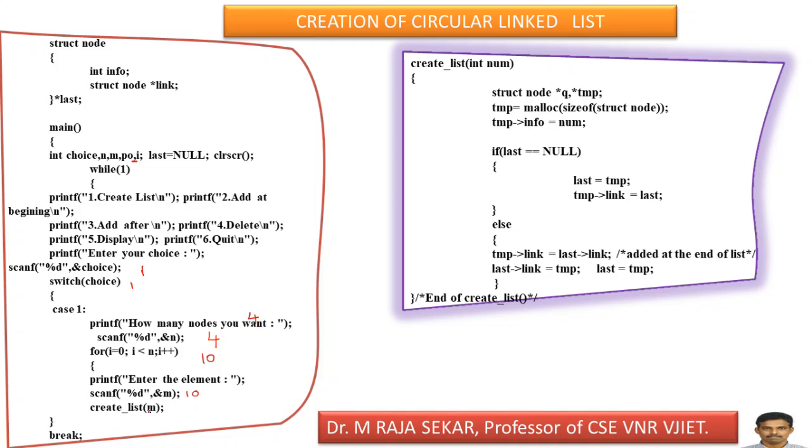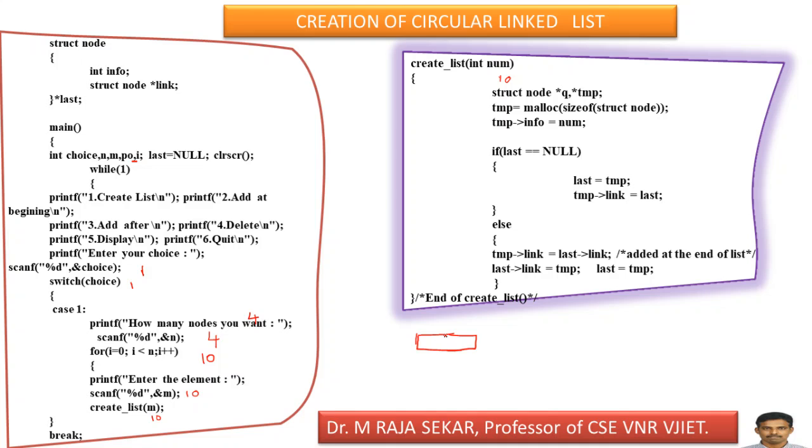This is a function call. Automatically control will transfer. Where will it transfer? Here. Here that number 10 will be copied. Now num value is 10. struct node *q, *tmp. These two are pointer type variables. tmp equal to malloc(sizeof(struct node)). I already discussed tmp equal to malloc size of struct node; internally what happens?